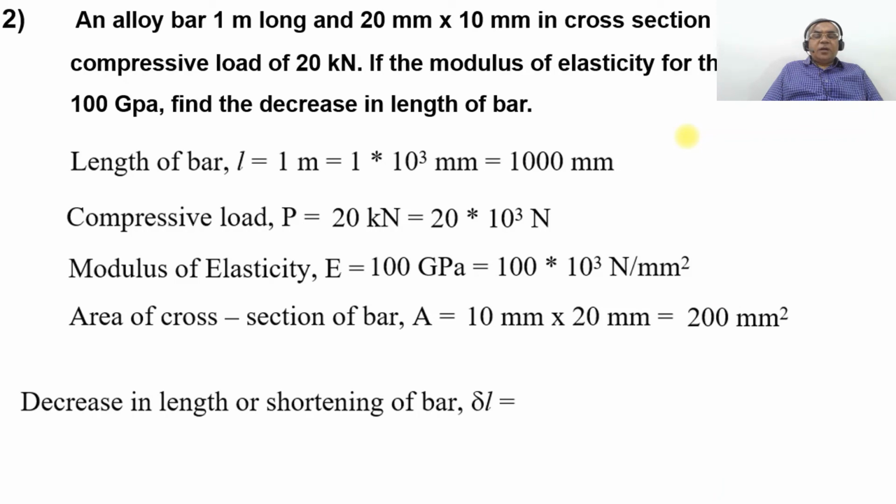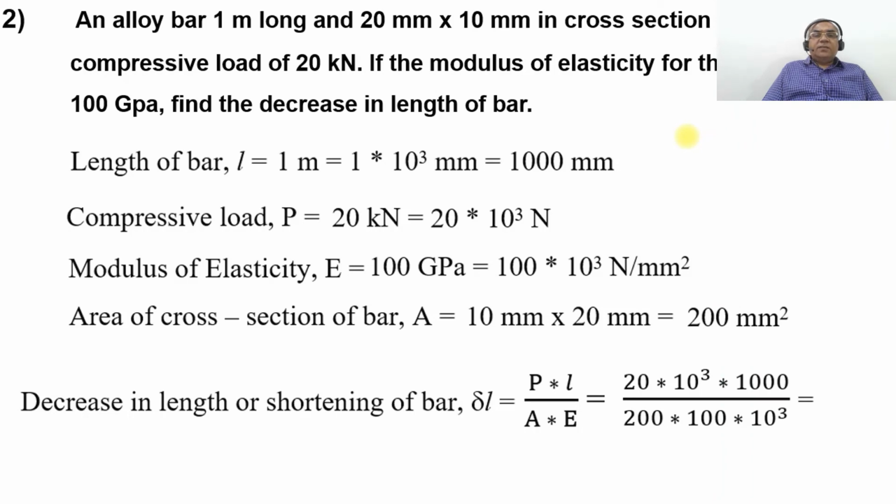So according to the formula, the decrease in length or the shortening of the bar is delta L, which is equal to P into L by A into E. Since you have all the values, you substitute those values and finally you're going to get the answer. P is 20 into 10 to the power of 3, into length is 10 to the power of 3 or 1000, divided by area of cross section is 200, into 100 into 10 to the power of 3. On simplification, you are going to get the shortening of the bar as 1 mm. This is how you will be able to solve this problem.